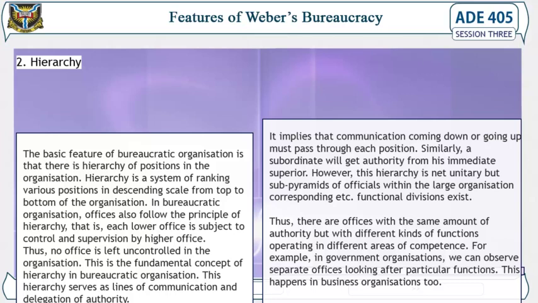Thus, there are offices with the same amount of authority but with different kinds of functions operating in different areas of competence. For example, in government organizations, we can observe separate offices looking after particular functions. This happens in business organizations too.